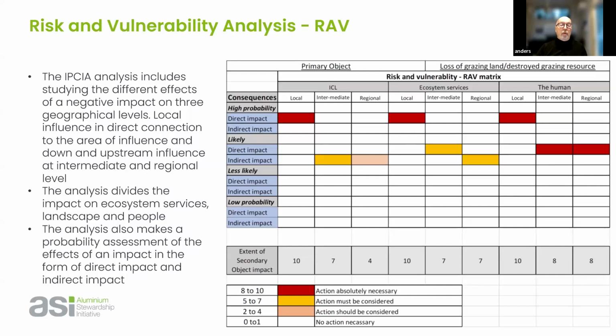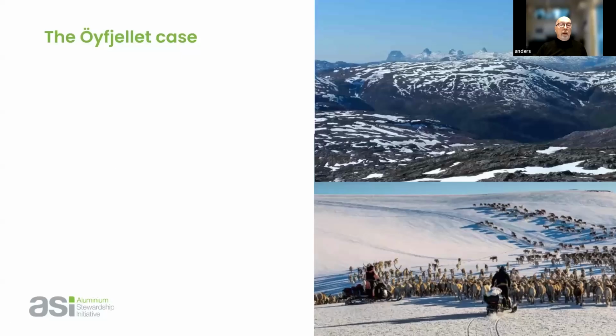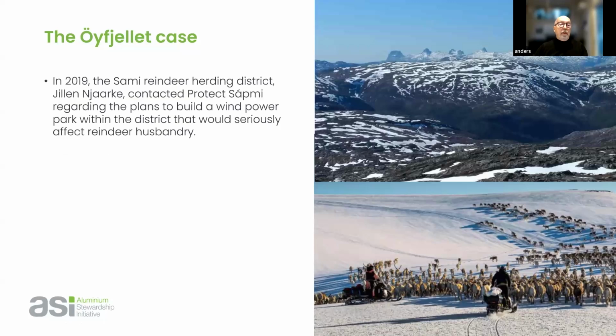So this was theory. Now we're going into some practical examples, and we're going to start in Sápmi in Norway. So we are going to start with the Øyfjellet case. In 2019, the Sámi reindeer district, Gyllenjarke, contacted Protect Sápmi regarding the plans to build a wind power park within the district that would seriously affect reindeer husbandry. And the plans were supposed to be built in the mountain you see on this picture.